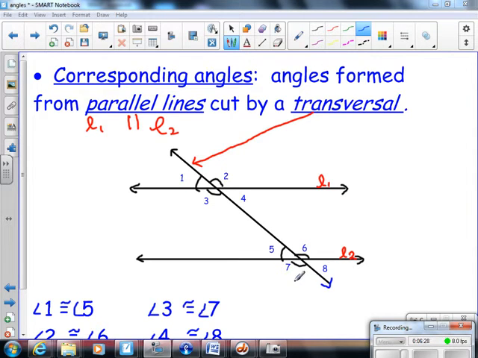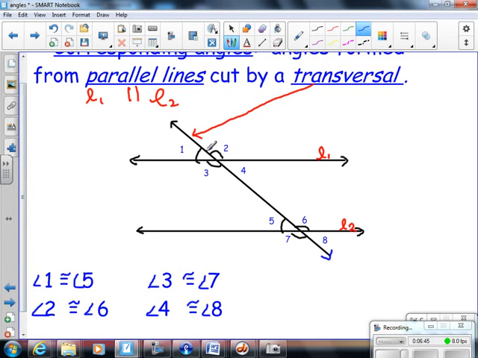When we talk about corresponding, we're going to look at some other angle pairs as well. We're going to say that angle 1 corresponds with angle 5. Angle 3 corresponds with angle 7. Angle 2 corresponds with angle 6. And angle 4 corresponds with angle 8. And they are the same.